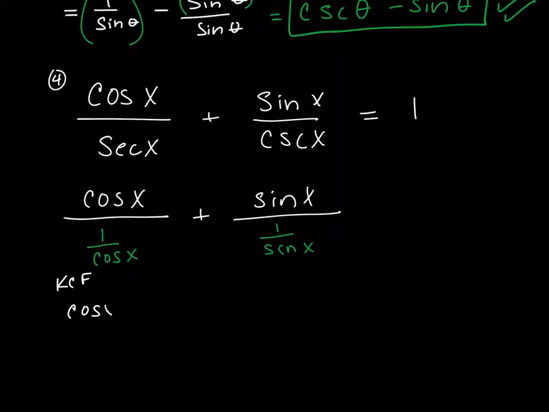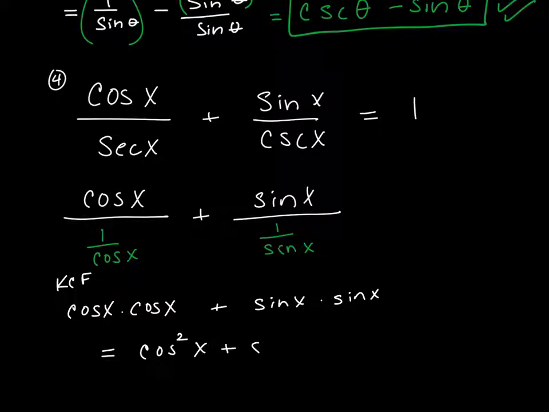This is cosine of x times 1 over the reciprocal, which is the cosine of x, plus sine of x. Again, I flip my reciprocal, so I multiply that times the sine of x. So cosine squared of x plus sine squared of x. That's my Pythagorean identity, right? And I know that all equals 1.